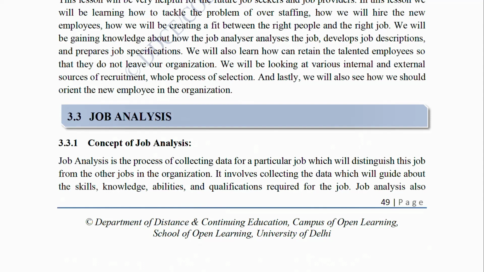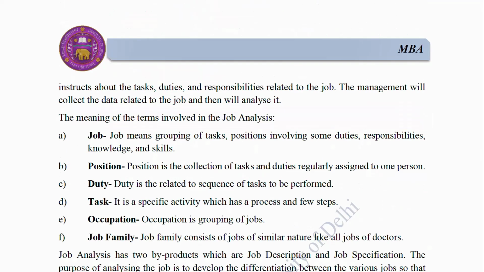3.3 Job Analysis. 3.3.1 Concept of Job Analysis. Job analysis is the process of collecting data for a particular job which will distinguish this job from the other jobs in the organization. It involves collecting the data which will guide about the skills, knowledge, abilities, and qualifications required for the job. Job analysis also instructs about the tasks, duties, and responsibilities related to the job. The management will collect the data related to the job and then will analyze it.